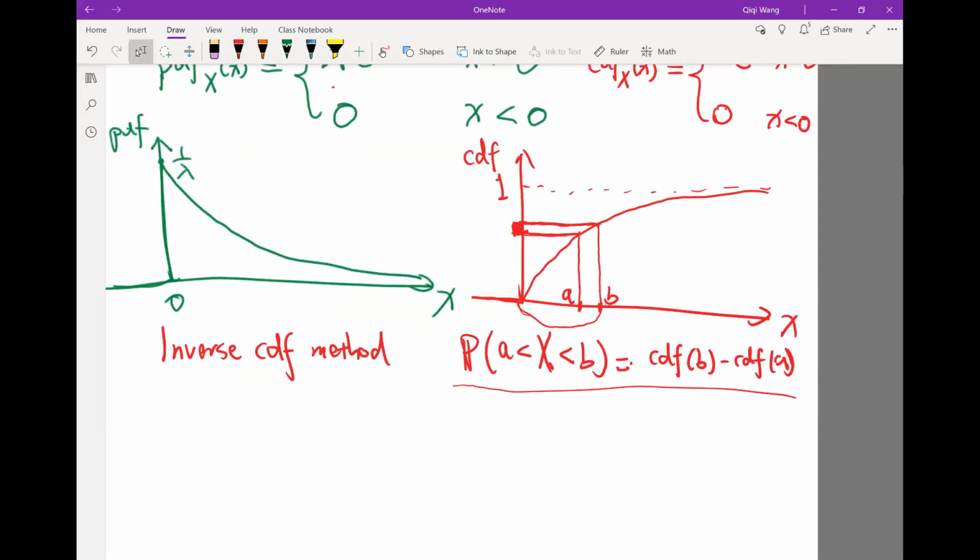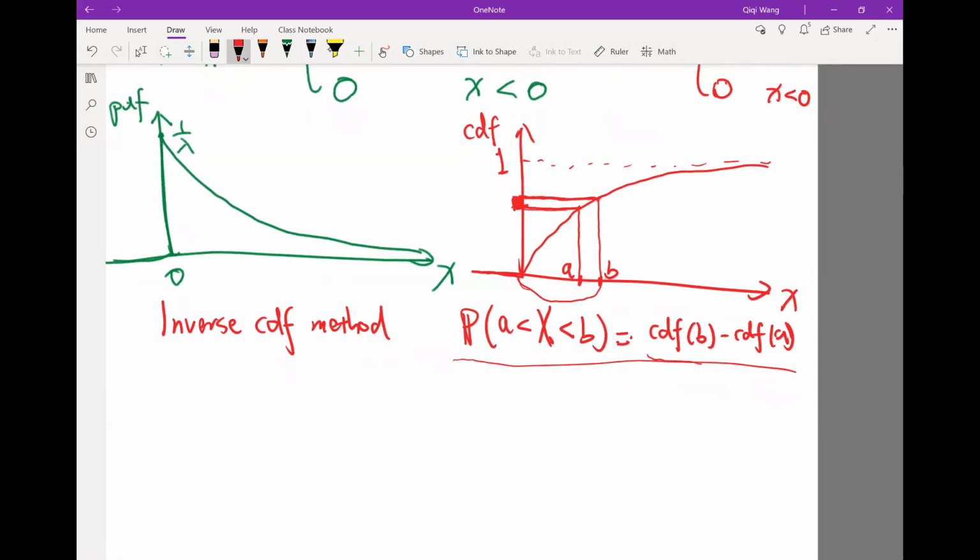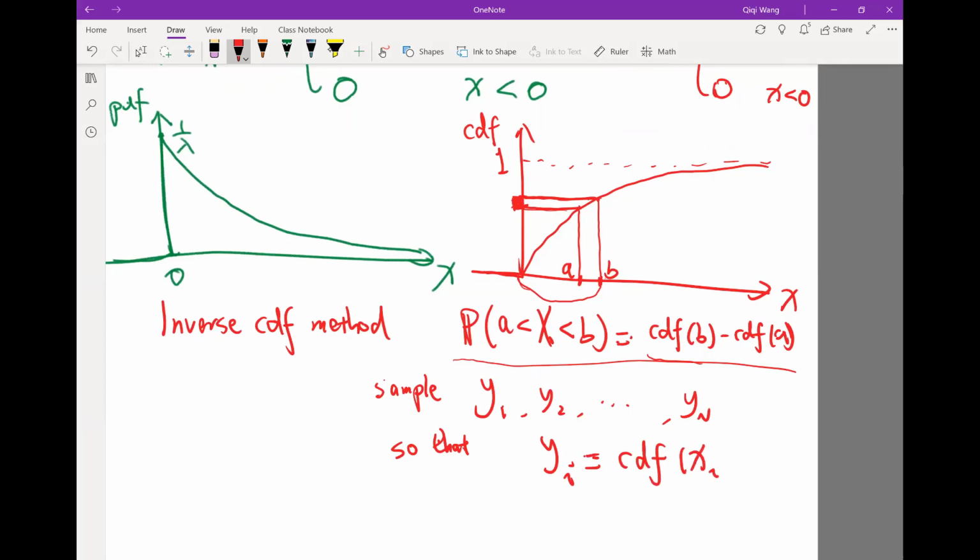So we use a clever trick: instead of sampling x, I'm going to be sampling the CDF of x. What that means is that I'm going to be sampling y1, y2, etc., yn, so that each yi is equal to the CDF of xi.